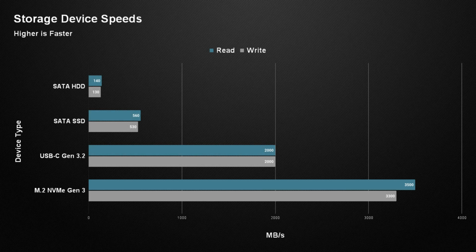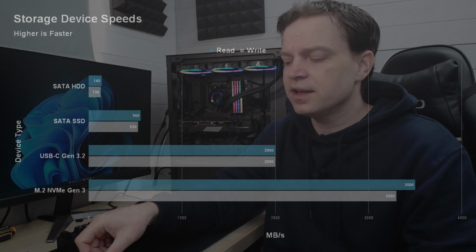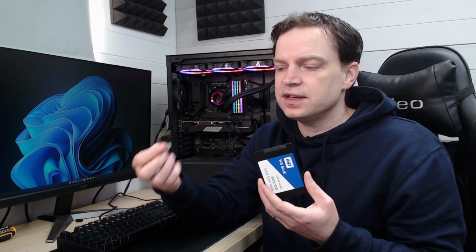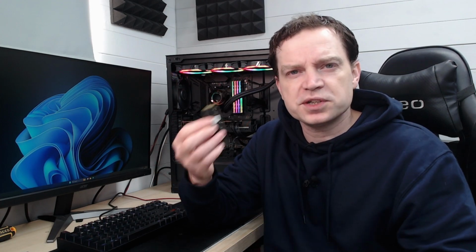That of course puts it kind of smack bang in between the SATA SSD and the NVMe drive, but it will depend on which NVMe drive you've got. These actually range from very slow to extremely fast. Some of the Gen 5 NVMe's coming out now will go all the way up to 14,000 megabytes per second read-write, so it all depends on exactly what you're doing.